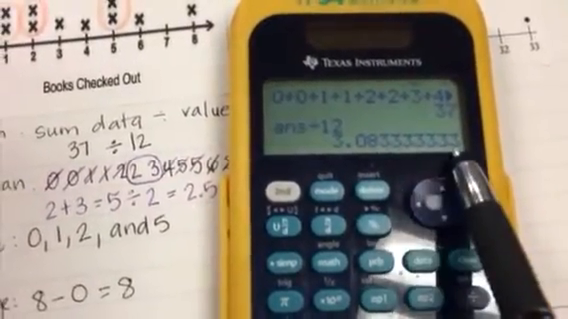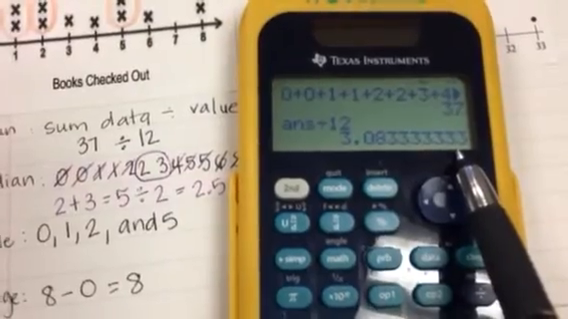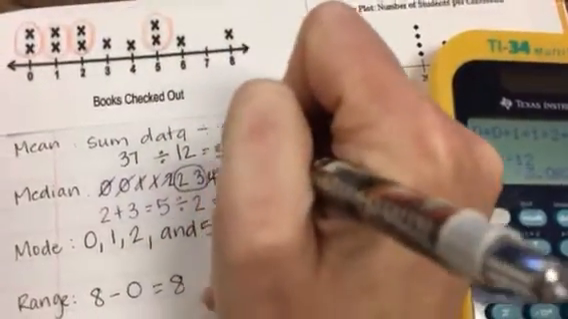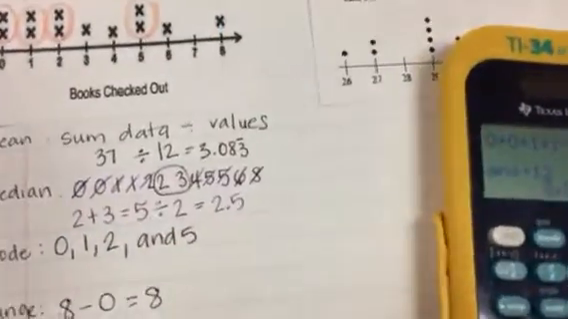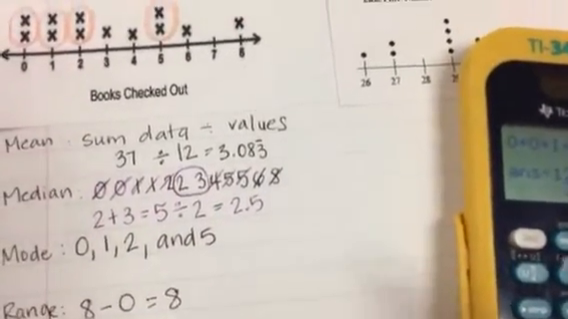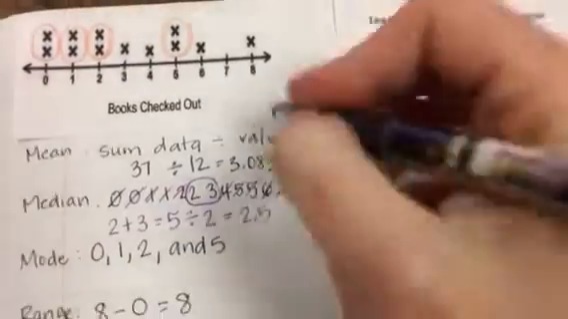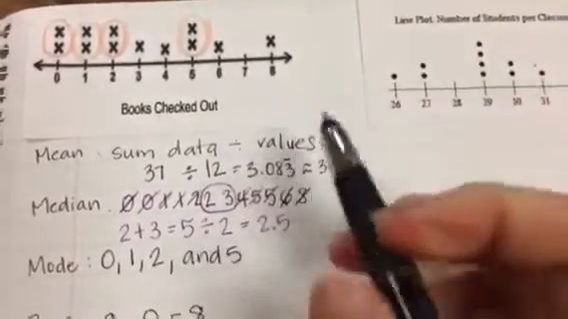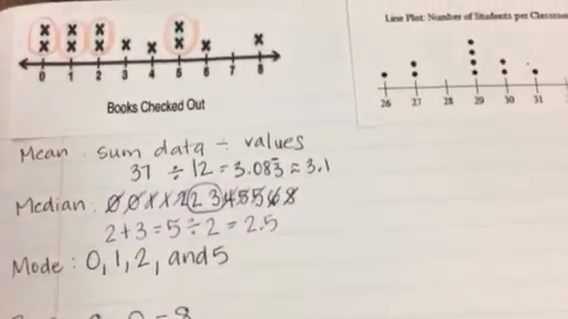This means that this is a repeating decimal, non-terminating. So you could write 3.083 with that bar notation to show that that's a repeating decimal. Most of the time, we're going to round that off, and we're going to say this is about 3.1 because the 8 rounds my 0 up to a 1.